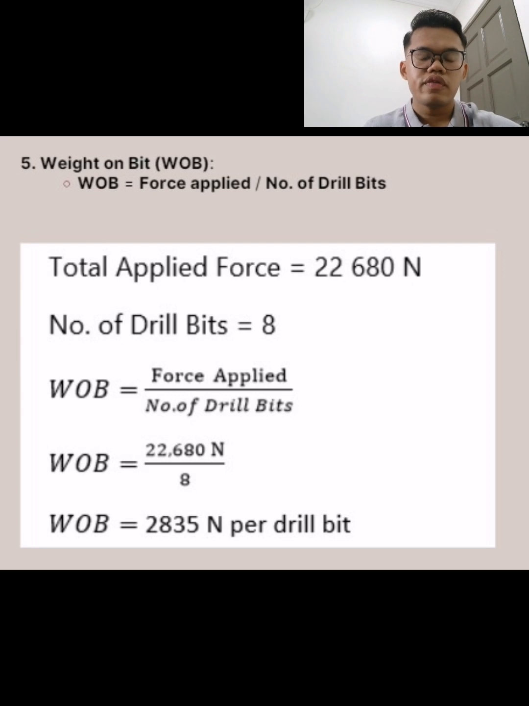So for the last part of the calculation is about weight on bit, or the other name is force per drill bit, and the formula is total applied force divided with the number of drill bits. So here the total applied force is 22,680 Newton, and the number of drill bit is 8. So when divided, we will get 2,835 Newton per drill bit. So that's all for the example of calculation.